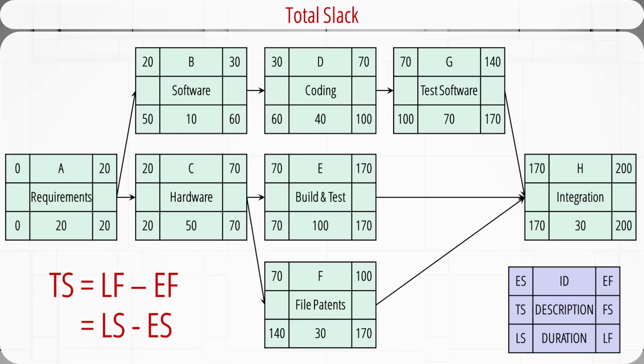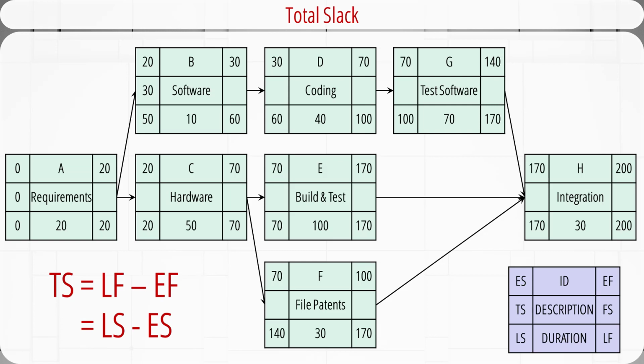Let's just apply the equation shown at the bottom left corner to all the activities. For A, late finish minus early finish is 20 minus 20. The result is 0. Or late start minus early start, 0 minus 0, it's still 0. So the total slack is 0. That means any delay in activity A will cause delay of the entire project.